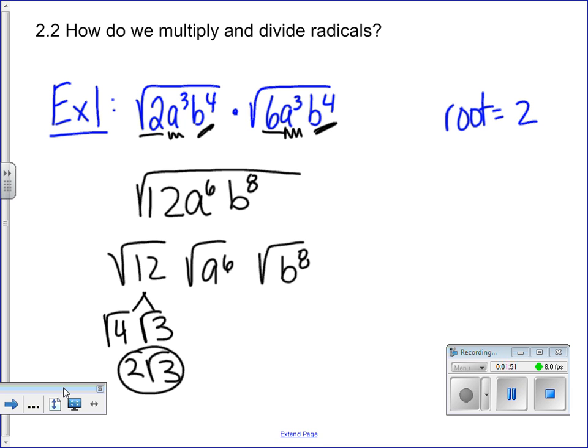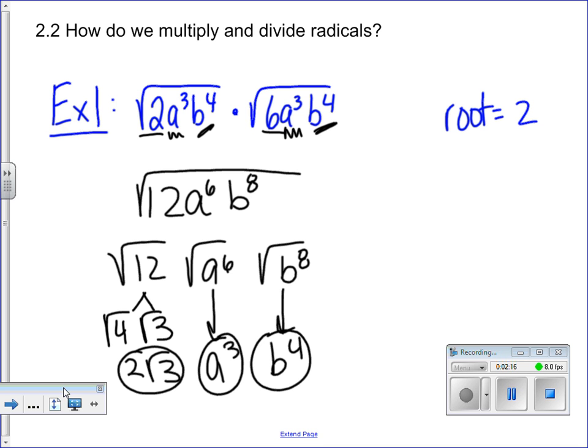Square root of a to the 6th. Okay, well remember we talked about the exponent being divisible by the root. So in this case, the exponent is 6 and the root is 2. And 6 is divisible by 2, which gives me a cubed. Lastly is b to the 8th. So again, the root is 2, 8 is divisible by 2, and that gives me b to the 4th. So these also need to be included in my answer.